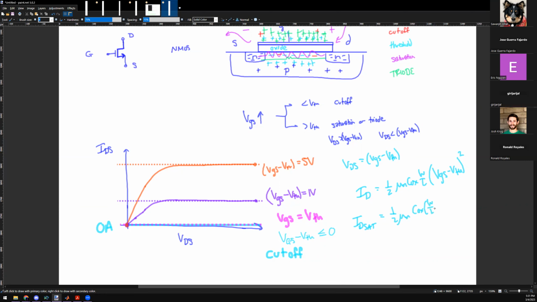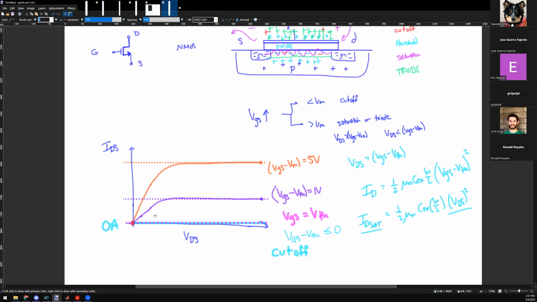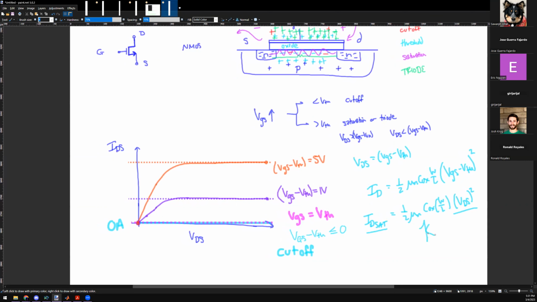So what type of expression is this for IDS with respect to VDS? IDS as a function of VDS is just a quadratic, times some constant K. So all I need to do in the VDS IDS graph is draw this dotted line that is just a square law. And wherever it intersects, before it is triode and after it is saturation. Does that make sense? Yes, it does.